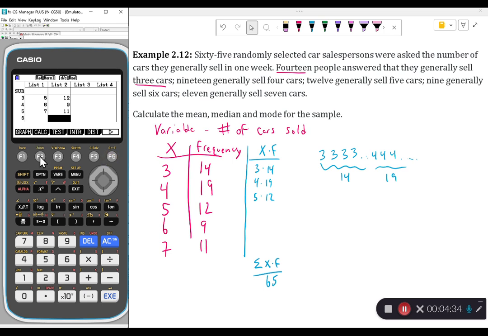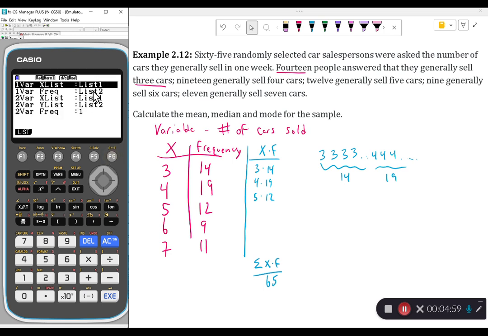We want to calculate the 1 var stats, because we only have one variable. We only asked these salespeople how many cars did they sell last week. The second list, the second set of values, is just the frequency. Now from here, we need to tell the calculator to use the second list. So we need to press F6 to set our frequency list to L2.